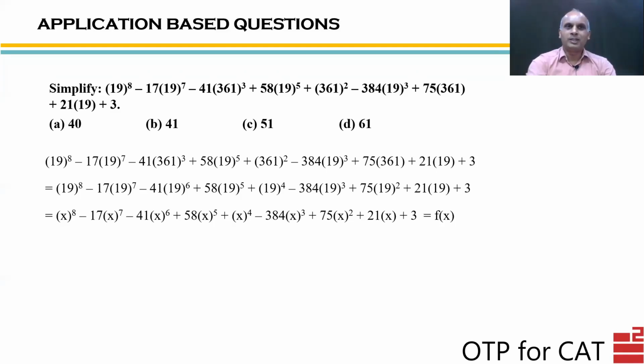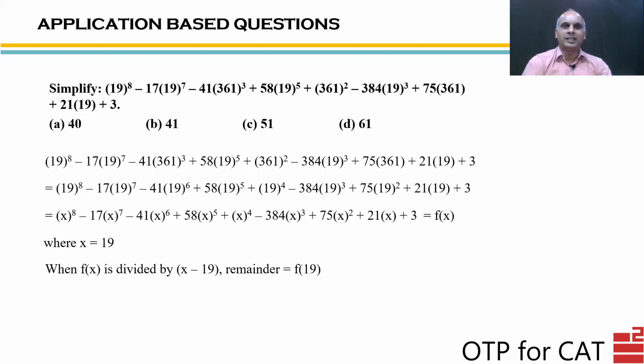Will the remainder not be the same as what the question gives, that is f of 19? Of course. Because by the remainder theorem, we know that when you divide f(x) by x minus 19, my remainder is f of 19. And the main question given is nothing else but f(19) itself. So basically, I am supposed to find out the remainder when I divide the given polynomial by x minus 19.